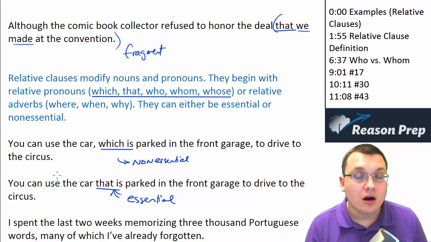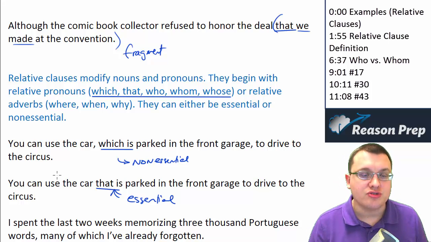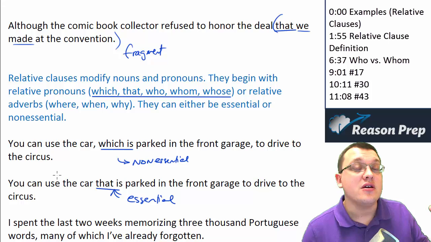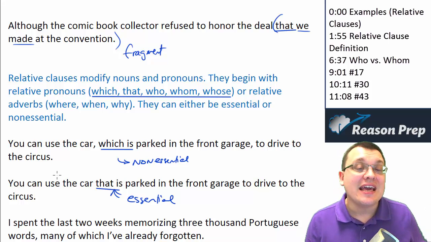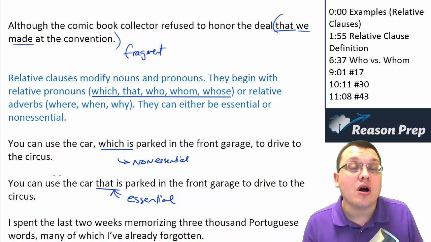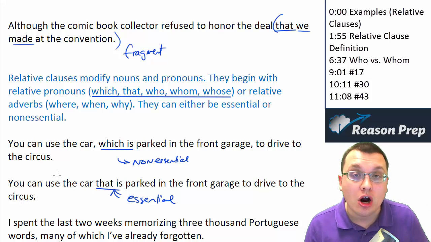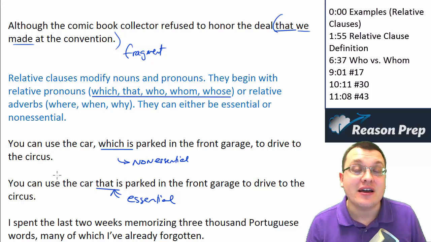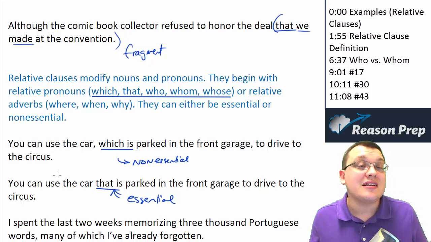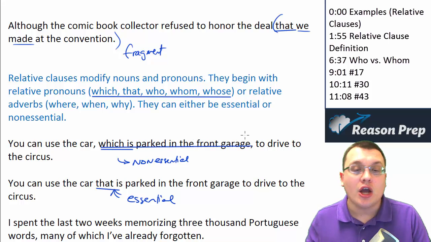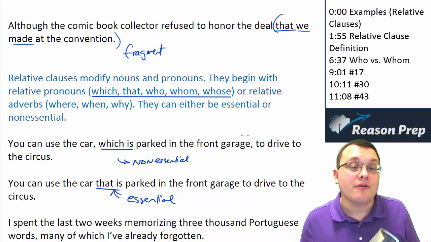You can use the car, which is parked in the front garage, to drive to the circus. The fact that the location of where the car is parked is non-essential indicates that there's really only one car we're talking about here. We both understand which car we're talking about. I don't have to specify it any further. I tell you, oh yeah, by the way, it's parked in the front garage, but it's really not essential. I could get rid of this and say, you can use the car to drive to the circus. We know then which car is being referred to.